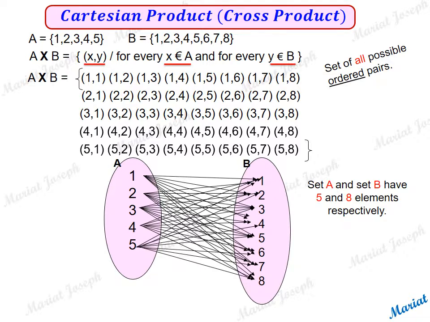Here, set A and set B have 5 and 8 elements respectively. Hence, A cross B has 5 into 8, that is 40 elements.